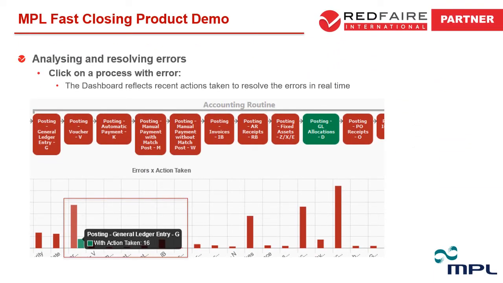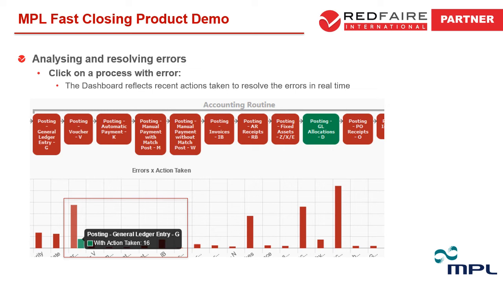When I look at the dashboard for that particular process, I can see there's still the same number of errors there, but I can now see there are 16 corrective actions taken to resolve these errors. So users can keep track of the progress of error resolution during the closing process. Once all the errors have been resolved for a transaction, then that process will show as green in my timeline. So that is basically the same feature for all types of processes within your closing.